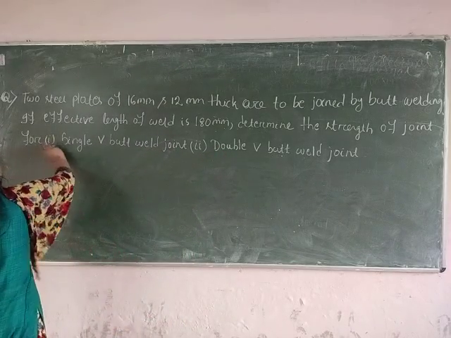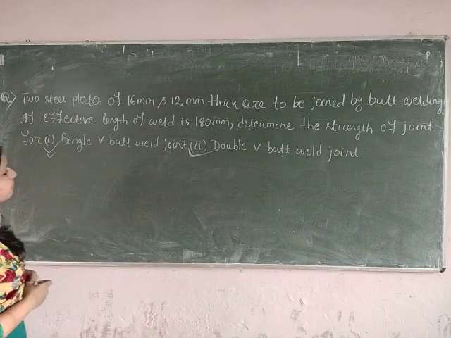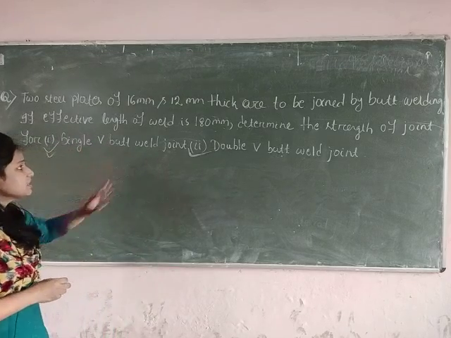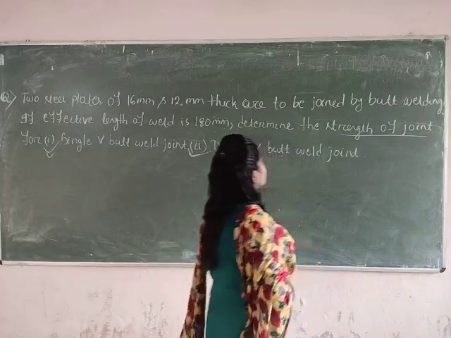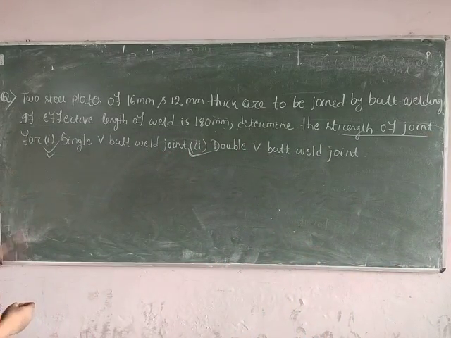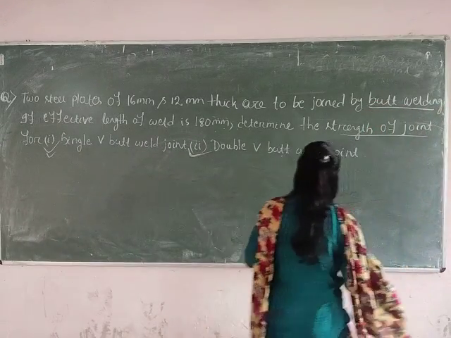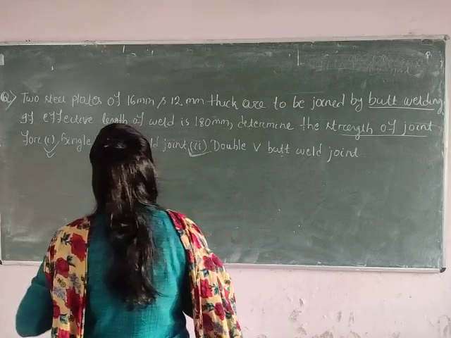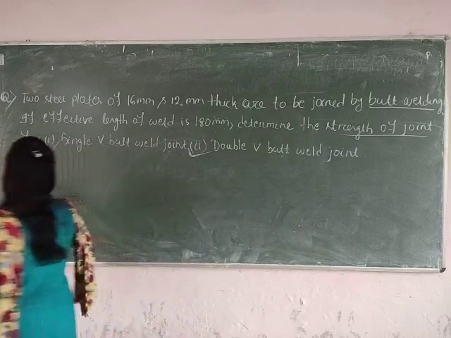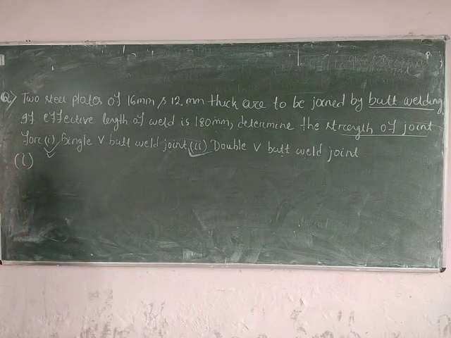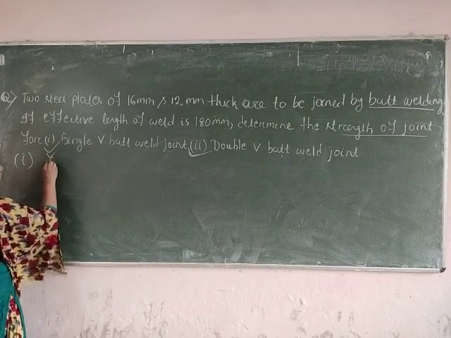So here two cases are given. The first case is single V butt weld and the second one is double V butt weld. For these two cases we have to calculate the strength of joint. Here you can see from the question it is clear that this is the butt welded joint and two steel plates are given of thickness 16 mm and 12 mm. So let us first calculate the design strength of joint for the first case, that is single V butt weld.